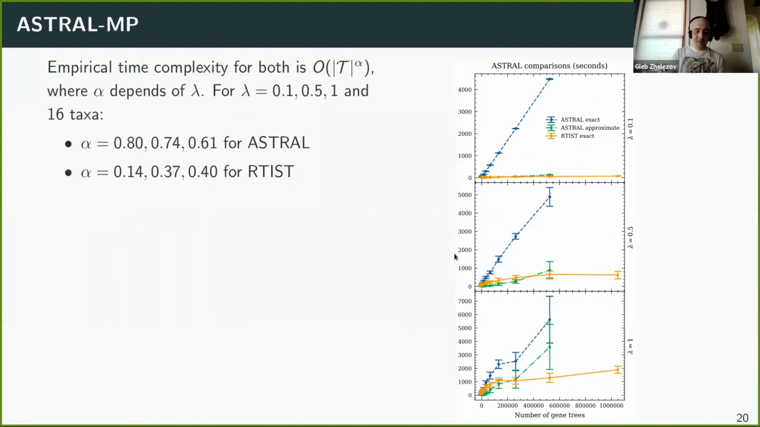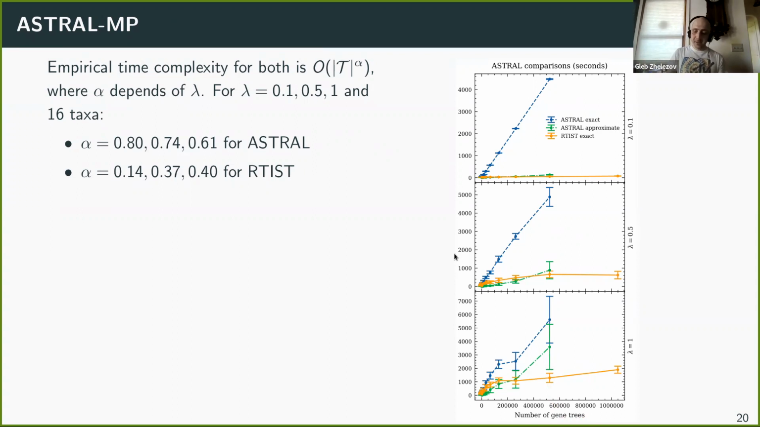So in some sense, then Astral MP would be the better comparison because it's multi-threaded. And here the exact same thing happened. So again, 16 taxa, different birth rates. You can see here that even the approximate version of Astral is a little bit slower when you get to a big number of gene trees. And what happened over here is around the 500,000 gene tree mark, which I know is becoming quite unreasonable, Astral would either time out or it would actually run out of memory.